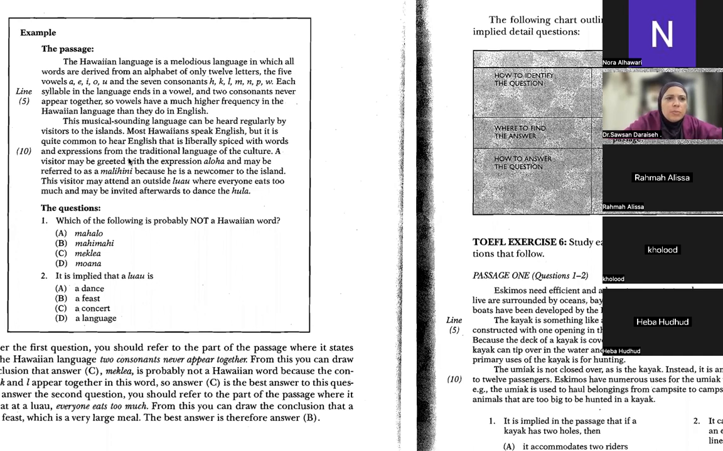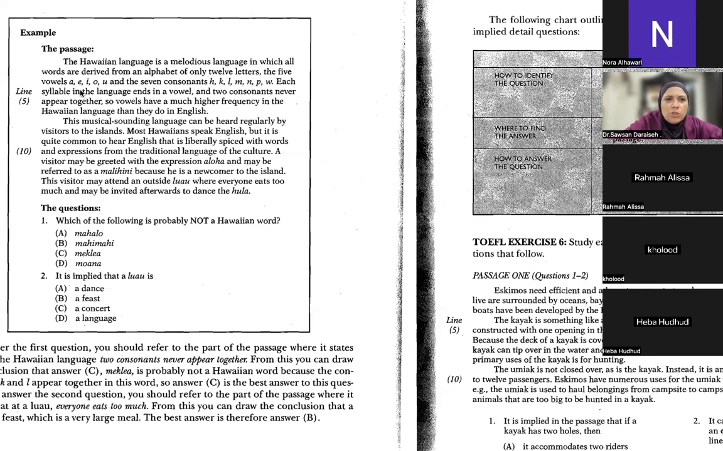All right. The Hawaiian language, the language of the people of Hawaii, you know the island of Hawaii, is a melodious language, a language with pleasant tones like music, in which all words are derived from an alphabet of only 12 letters. Imagine, all the words of this Hawaiian language are derived from an alphabet of only 12 letters. Wow, that's a little, isn't it?